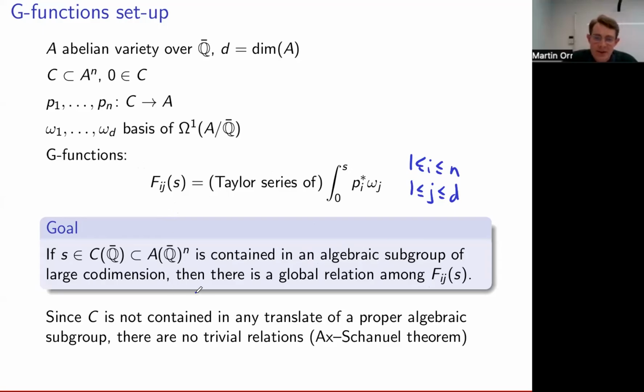So I guess the first thing to take care of is we need to make sure the relations we get are non-trivial, but that's very easy in this case. From our condition that C was not contained in any translate of a proper algebraic subgroup, there aren't any trivial relations. This is the Ax-Lindemann-type theorem, essentially says that these functions are algebraically independent as functions. Okay, so how do we go about building a global relation that satisfies these conditions at every place of some number field?